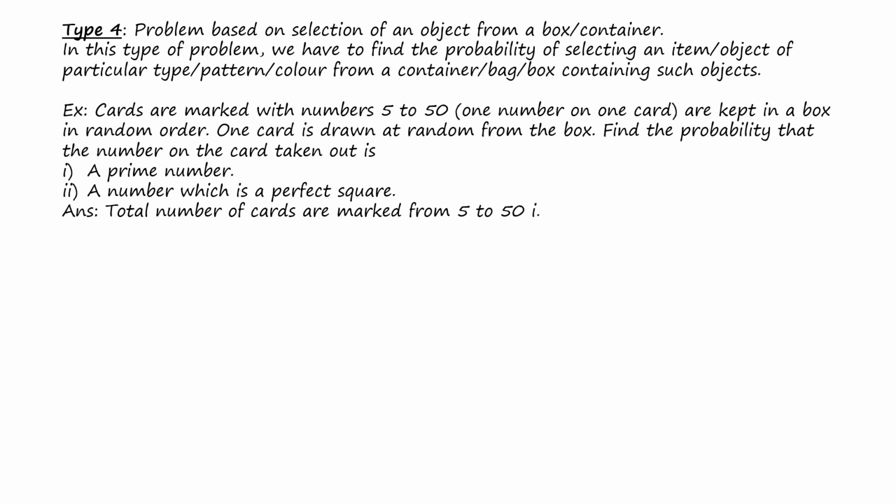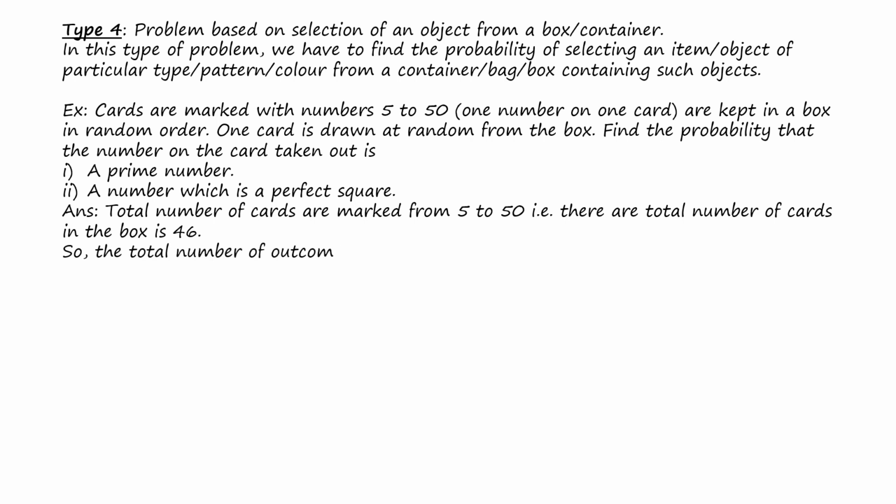The total number of cards marked is 5 to 50. That means the total number of cards in the box is 46, because the cards with numbers 1 to 4 are not there. The starting number is 5 and it ends at 50. And also it is given that the cards are in random order, that means it is not in a sequence manner. So here the total number of outcomes is 46.